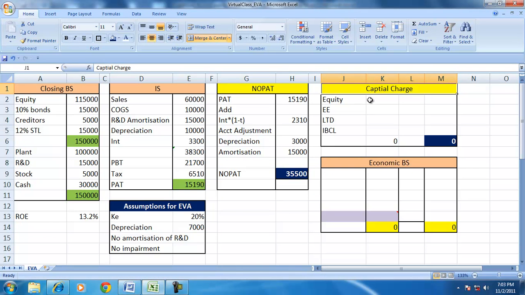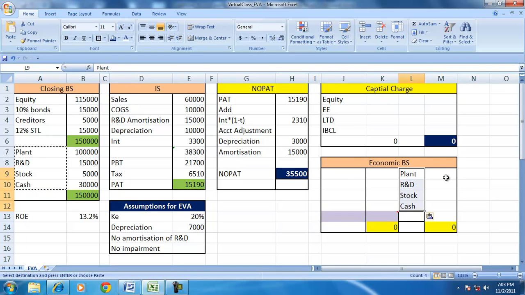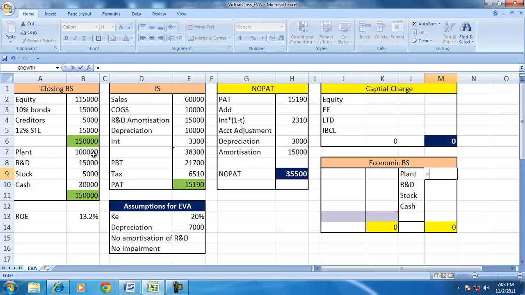So let us go back to this. Let us prepare the economic balance sheet. So the economic balance sheet will also have the same assets. So I put them here. But the value of these assets, plant will not be 100,000. Plant will be 103,000 because you have charged less depreciation. R&D will not be 15,000, but R&D will be 30,000 because there is no amortization and no impairment.